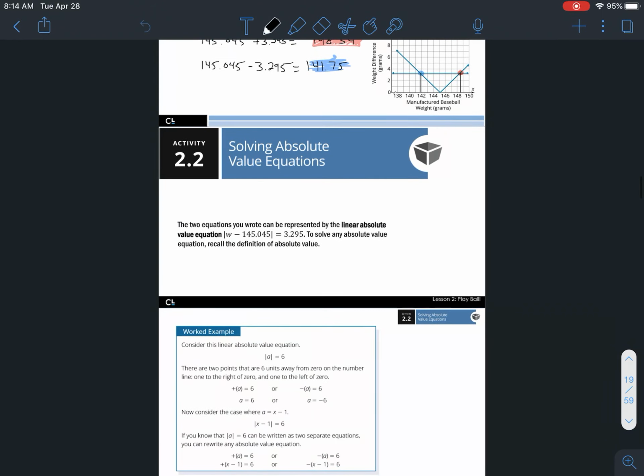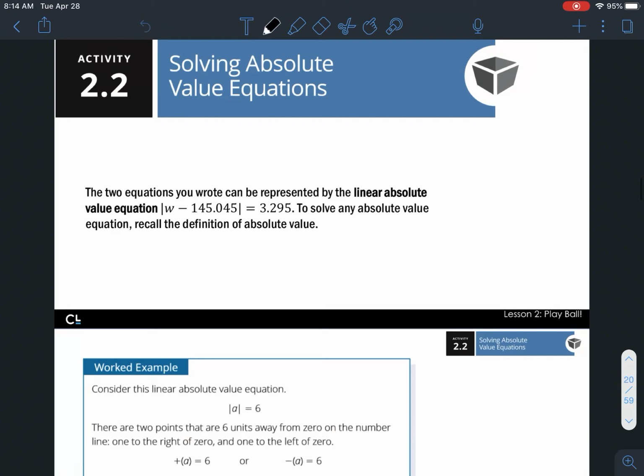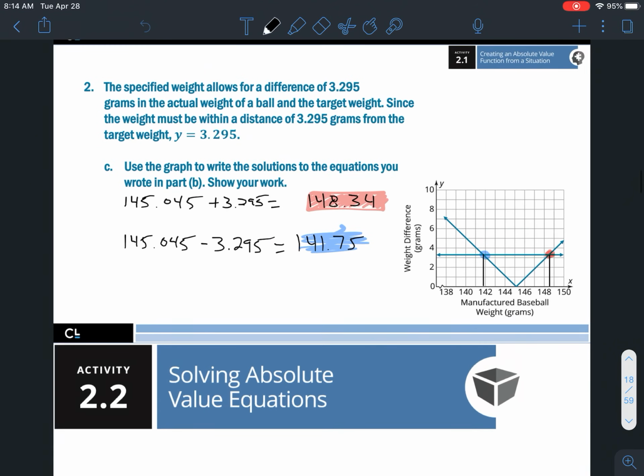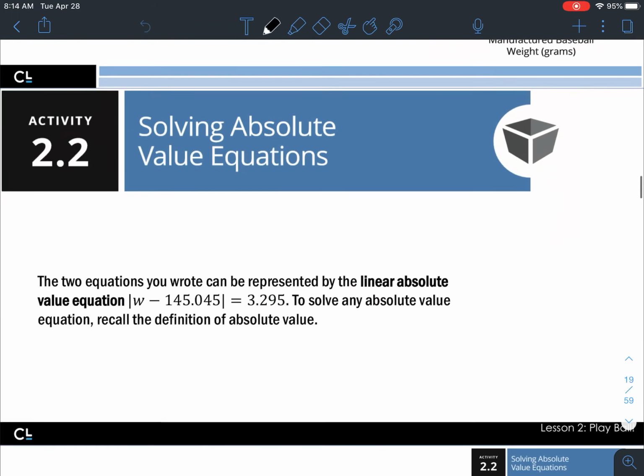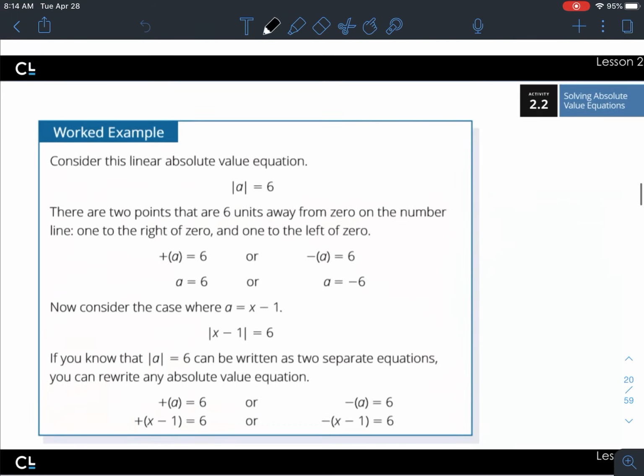Good morning, everybody. Today we're going to continue working on Activity 2.2, solving absolute value equations. The two equations you wrote can be represented by the linear absolute value equation: the absolute value of W minus 145.045 is equal to 3.295. To solve any absolute value equation, recall the definition of absolute value. They're talking about up here where we made the equation to find the weight of baseballs.